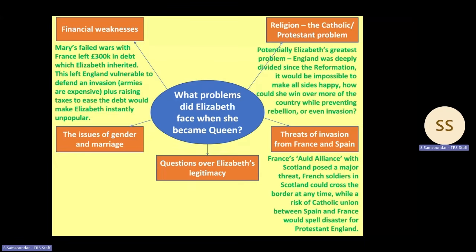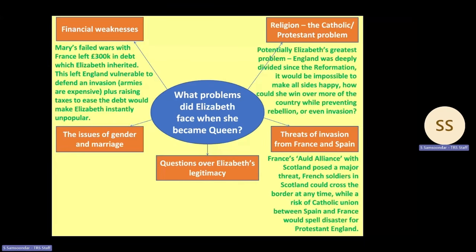She's married to the heir to the French throne, and to provide protection to Mary's mother, who's running Scotland while Mary is living in France with her husband, there are French soldiers stationed in Scotland, which could essentially cross the border and invade England any time.